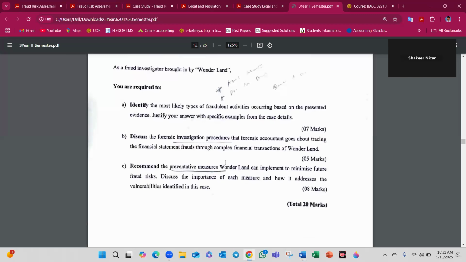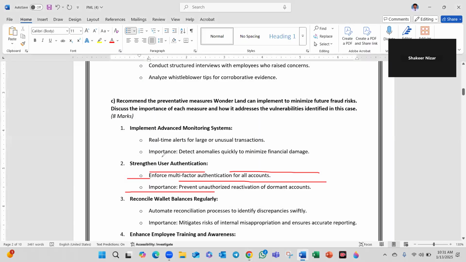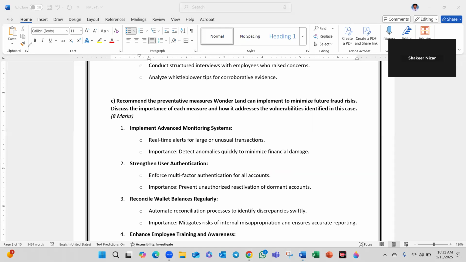It's asking to recommend preventive measures. So, corrective, preventive, and detective. Preventive means before happening. Wonderland can implement measures to minimize future fraud. Discuss the importance of each measure and how it addresses the vulnerabilities identified in this case. So you can even think and write for that question.